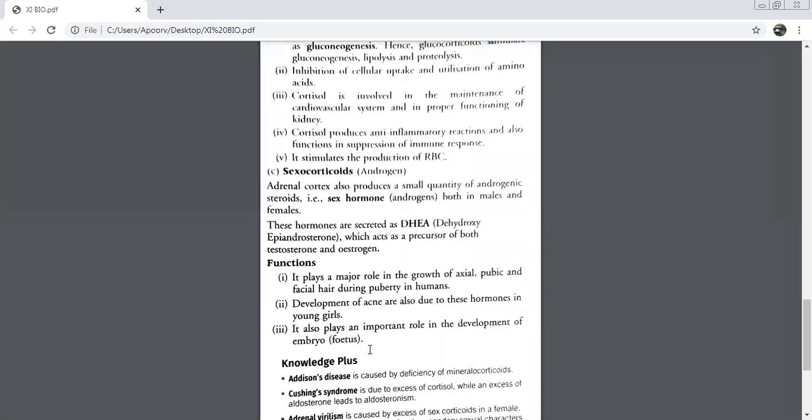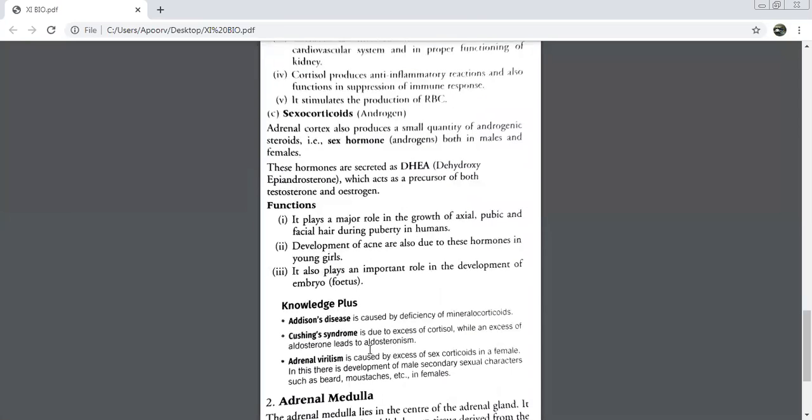Now we are done with the hormones. This was my main target for today. Hormones of which part, the first one we have done, children? Adrenal cortex.